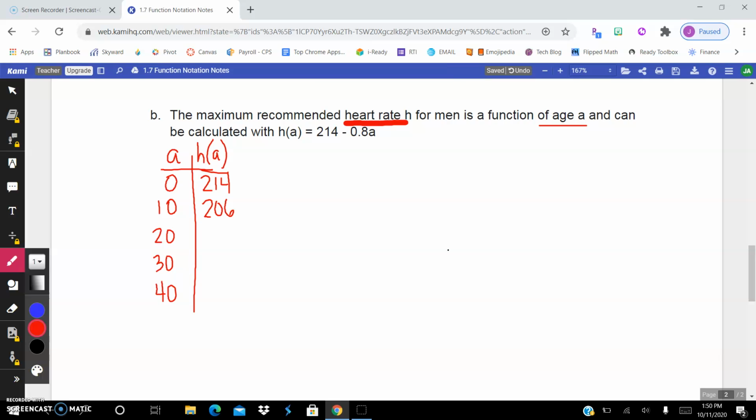And then plug 20 in. 214 minus 0.8 times 20 would give us 198. And then 214 minus 0.8 times 30 would give us 190. And 214 minus 0.8 times 40 would give us 182. And we are going to have to show that on a graph as well because the directions said to graph each function. So I am going to make my x-axis, again, 0 to 40, so go by tens.